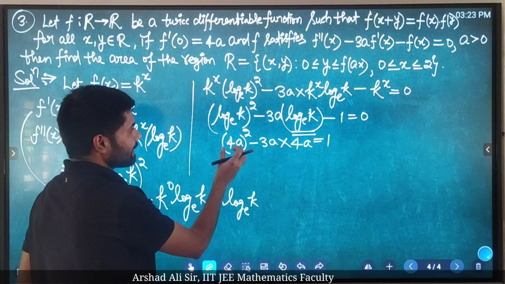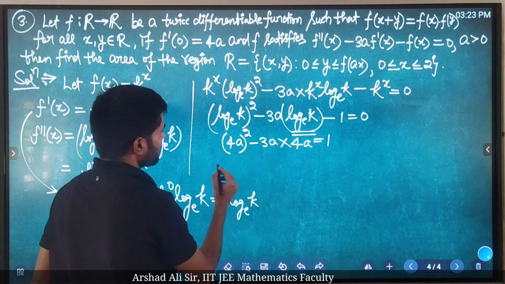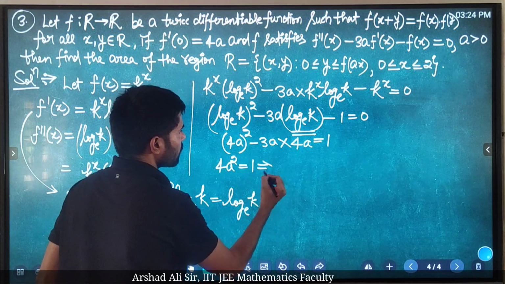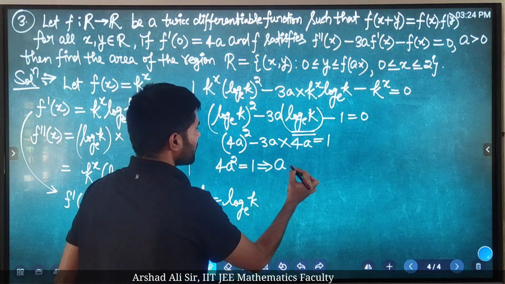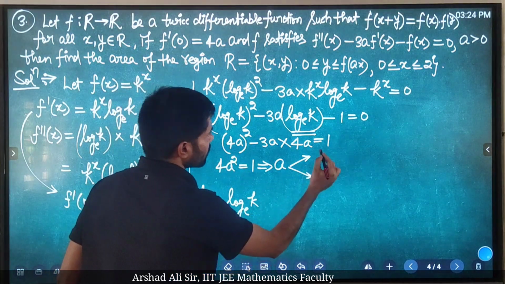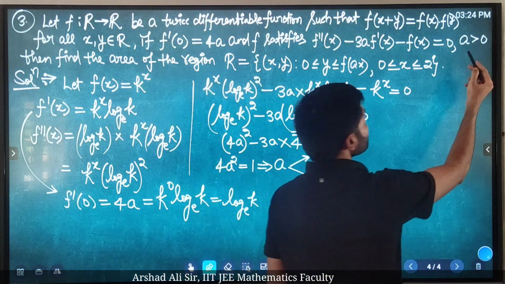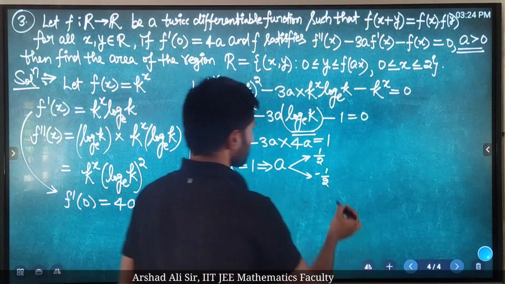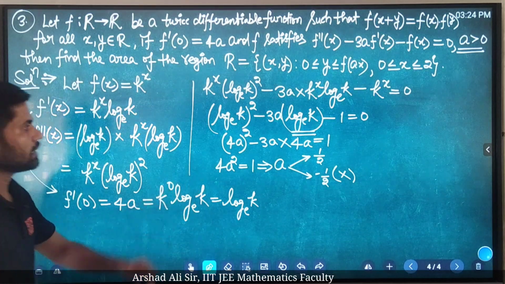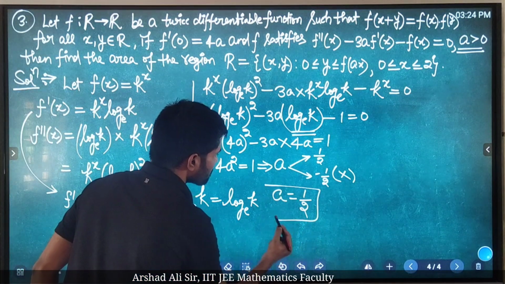So 16a square minus this one will become 12a square. So it will be 4a square, 4a square is equal to 1, or a is equal to, we will get two values, 1 by 2 and minus 1 by 2. But in the question we have given a is greater than 0. So if a is greater than 0, cancel this case. Okay students, so we got a is equal to plus 1 by 2.